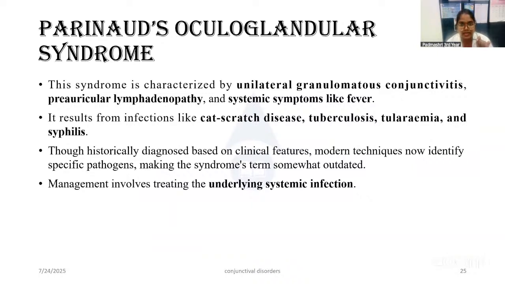Parinaud's oculoglandular syndrome. This syndrome is characterized by unilateral granulomatous conjunctivitis, preauricular lymphadenopathy, and systemic symptoms like fever. It results from infections like cat scratch disease, tuberculosis, tularemia, and syphilis. Historically diagnosed based on clinical features, modern techniques now identify specific pathogens, making the syndrome's term somewhat outdated. Management involves treating the underlying systemic infection.